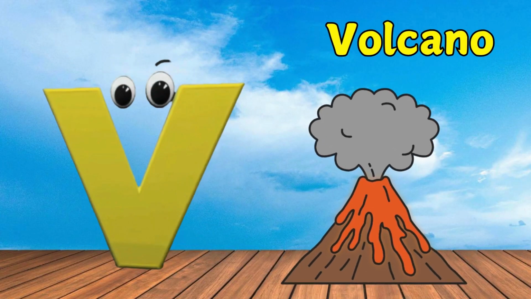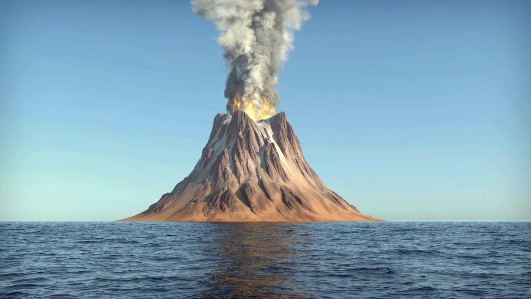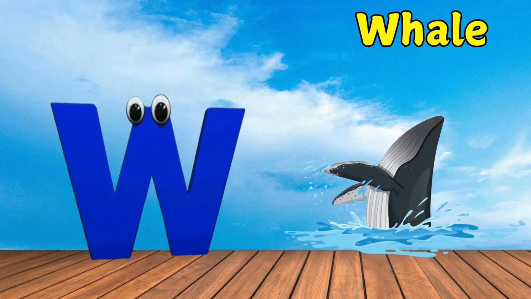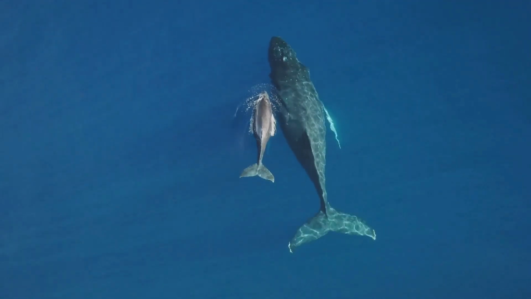V is for volcano, V, V, volcano. V is for volcano, V, V, V. W is for whale, W, W, whale. W is for whale, W, W, W.